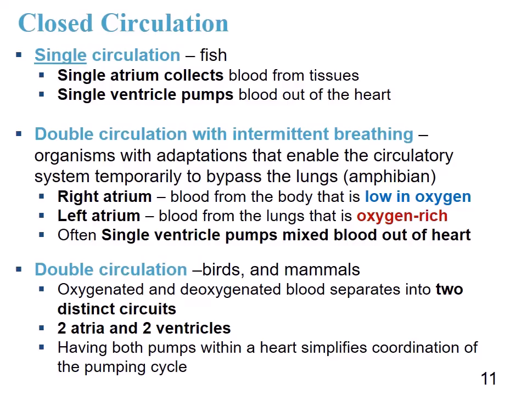So with closed circulatory systems, you can either have a single circulation or a double circulation, and there's a couple variations on double circulation. So fish have a single circulation where they have a single atrium and a single ventricle and kind of one big loop that the blood takes. With double circulation, you have 2 loops that the blood is going to take, and we'll talk about each of these coming up here in a moment.